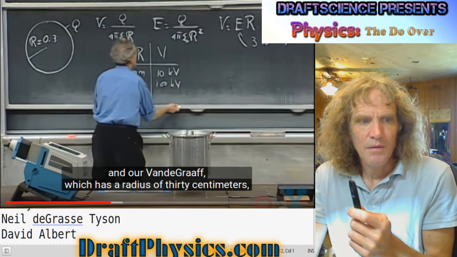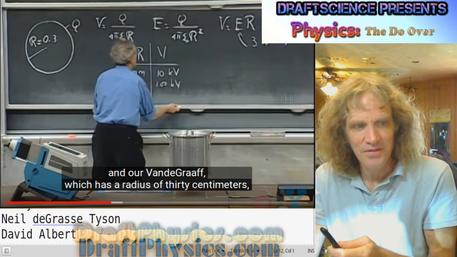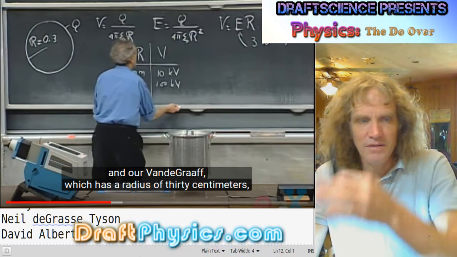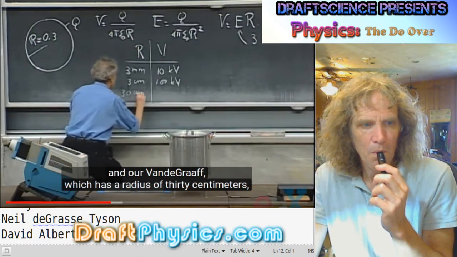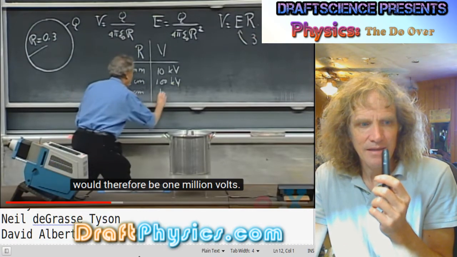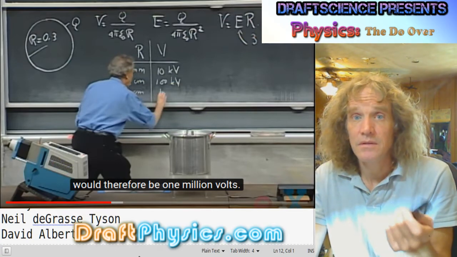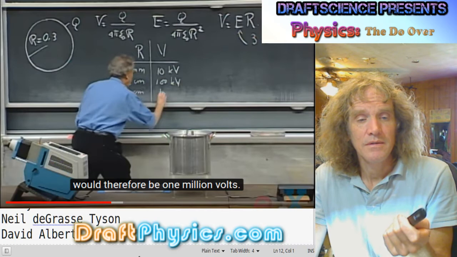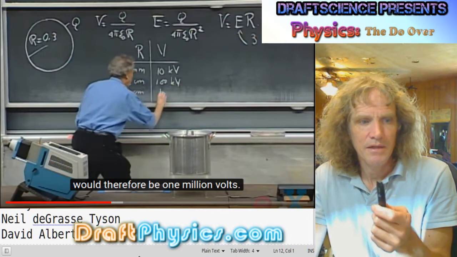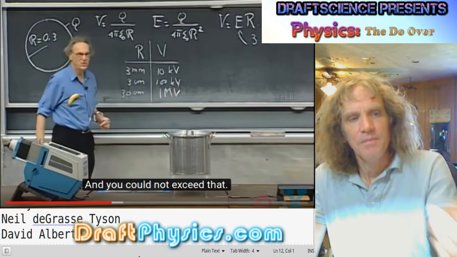And our Van de Graaff... why don't you give us the numbers or something close, like a foot. So it is about 2 feet across, a little more, which has a radius of 30 centimeters. So it has a diameter of 60 centimeters. That would therefore be 1 million volts. Okay, so 1 million is the number.